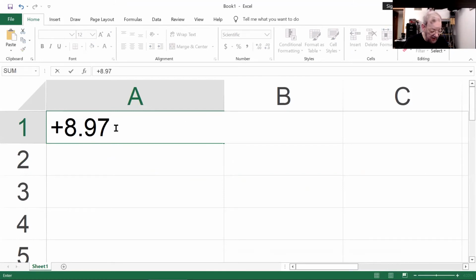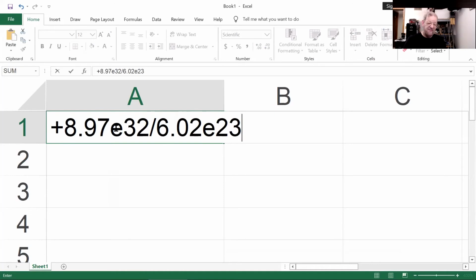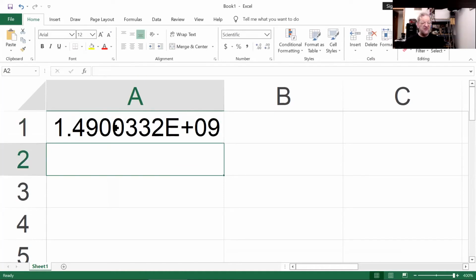.97 times 10 to the 32nd power divided by 6.02 times 10 to the 23rd. Ta-da! And we get this number. And how do I round this off to 3 significant figures? Because Dr. Whiteson has read of 3 significant figures. And here we have a 1, a 4, a 9. Those are my 3. The round off number is 0.